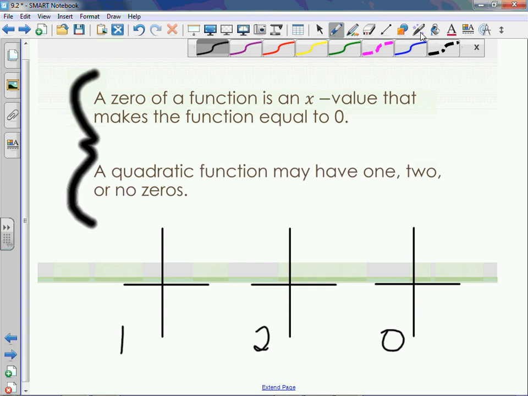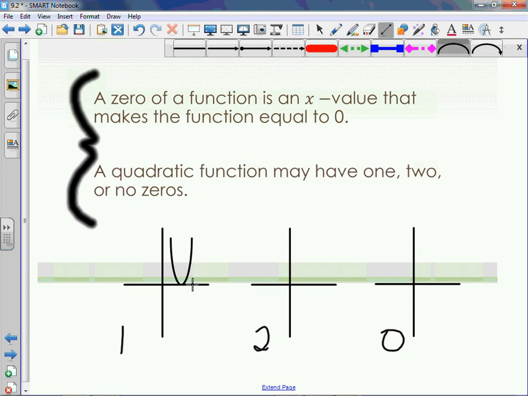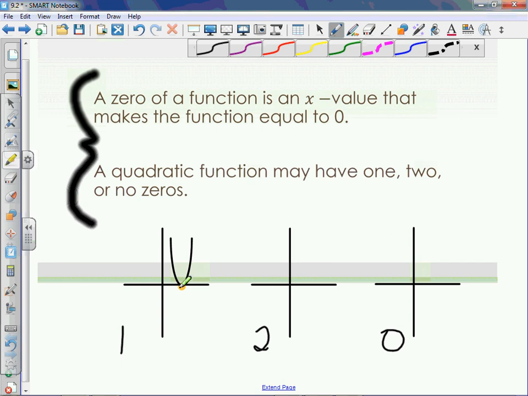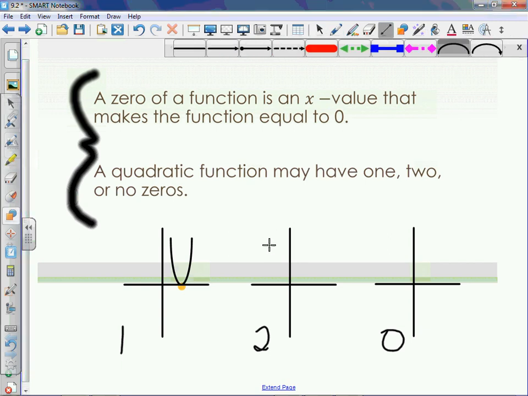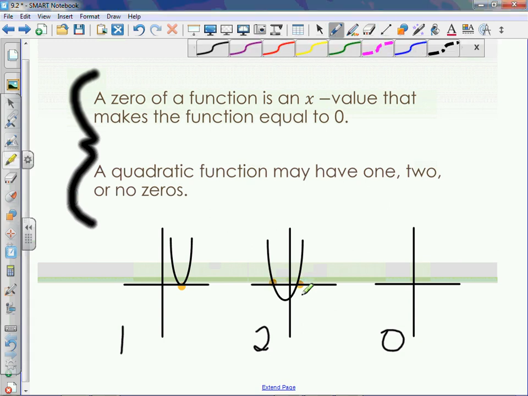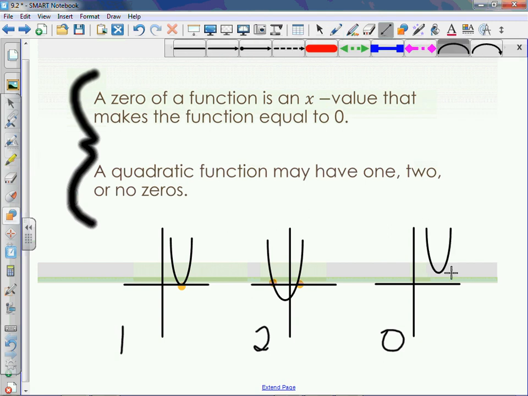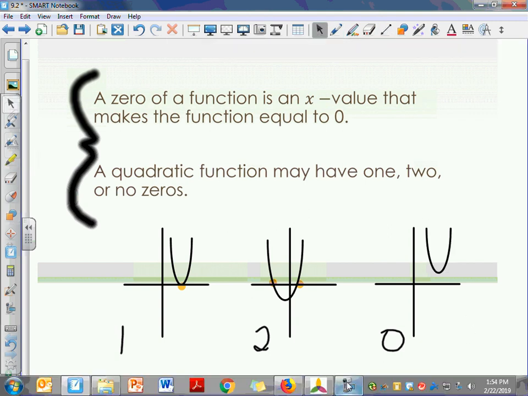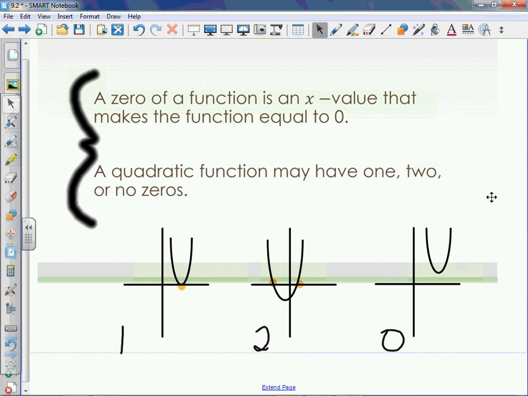Okay, so here are the different types of zeros you can have. First, there's 1 zero. A zero is whenever the graph touches the x-axis. So this would have 1 zero, and the zero would be right here. Next, we have 2 zeros, and that's when it crosses the x-axis twice. So the zeros would be here and here. And lastly is when there would be no zeros, and that's when it doesn't touch the x-axis at all. So you can tell how many zeros it has just by looking at the graph.